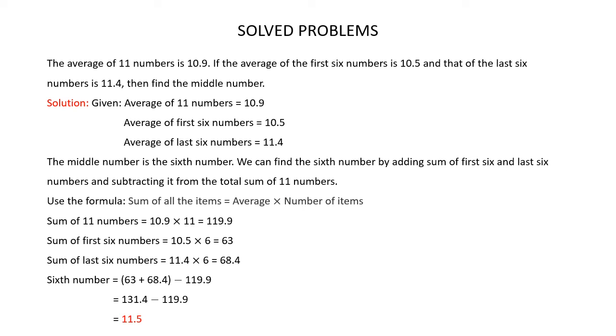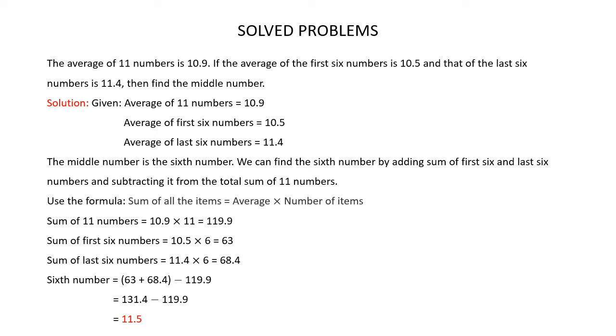Now to find the sum of all the items, we know that the formula is sum of all the items is equal to average multiplied by number of items. So to find the sum of 11 numbers, we have to multiply the average of 11 numbers with 11. So 10.9 multiplied by 11 is 119.9. 119.9 is the sum of the 11 numbers.